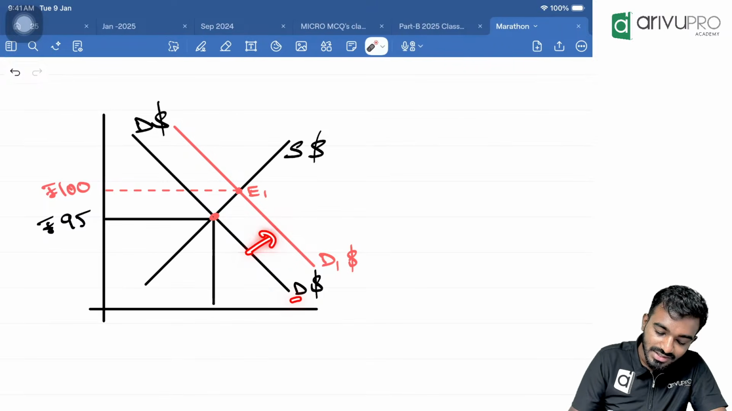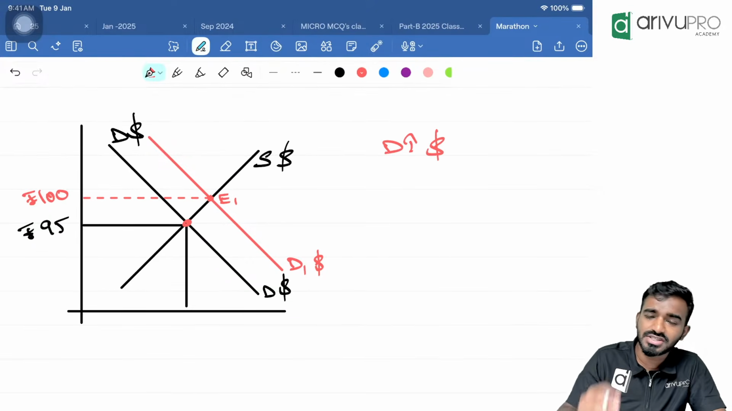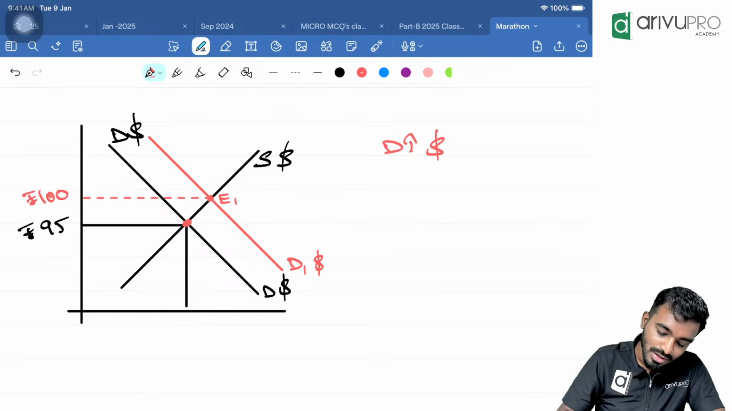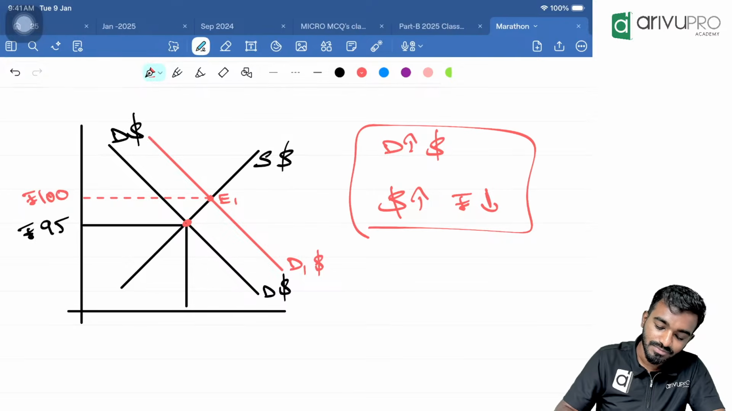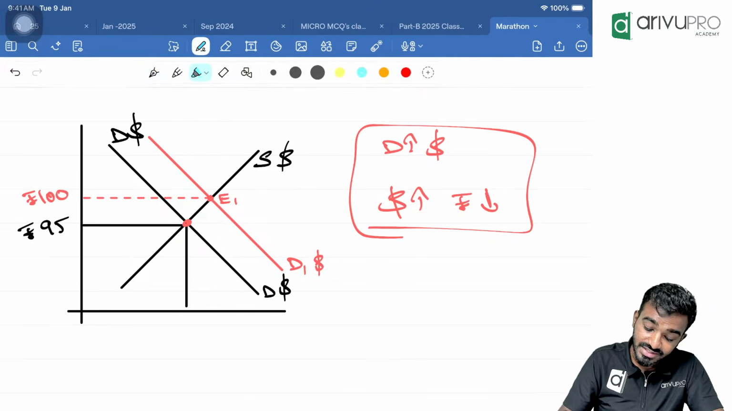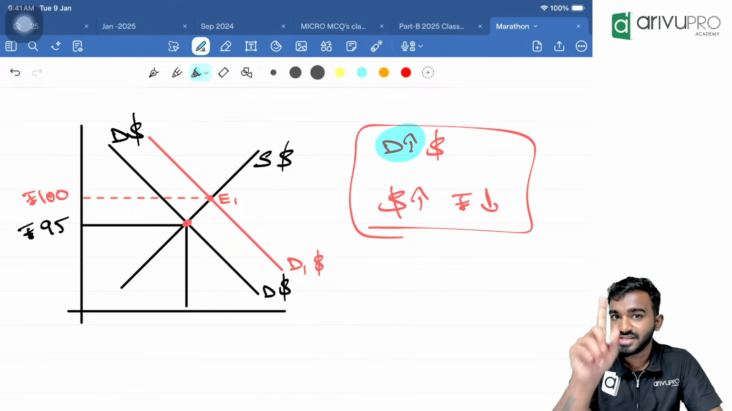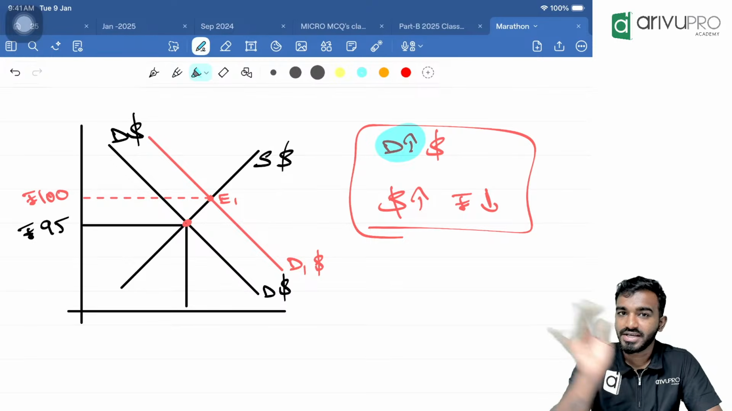See here, demand for dollar is increasing, so there is a right-hand shift. Whichever currency's demand goes up, that country's currency appreciates, and the opposite country's currency depreciates. This is the logic with respect to demand.